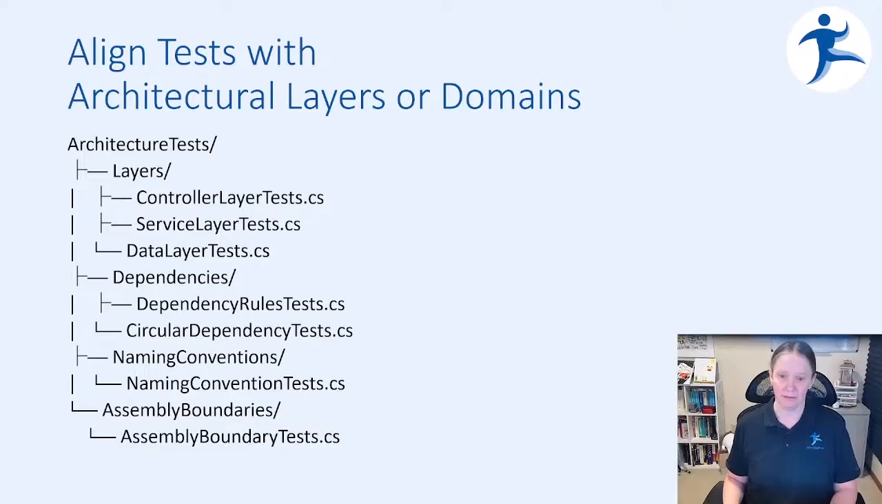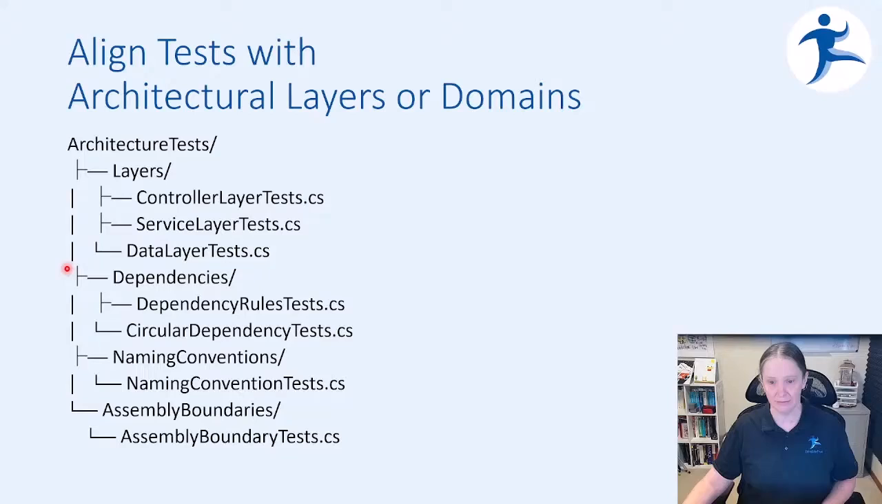Now, when we're talking about the tests, you could identify or align your tests with your architectural layers or domains. So let me show you what I have here. So we've got our architecture tests, and then you could do something like layers tests. So I could say maybe you have a controller layer and a service layer and a data layer. Or maybe you have a core layer and an infrastructure layer, a use cases layer, and a web layer, and an admin layer. Let's add that admin layer in there too. So you could do this whole layers.